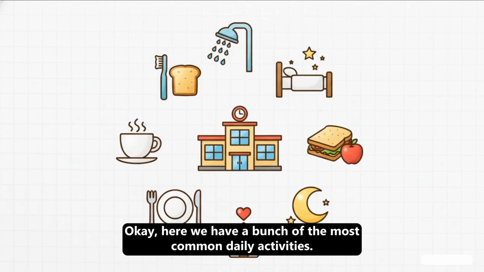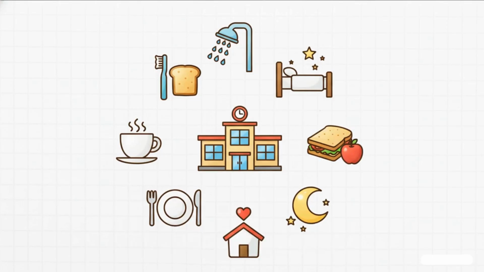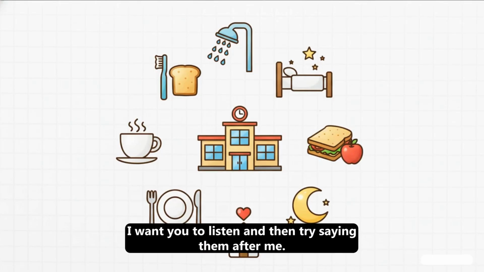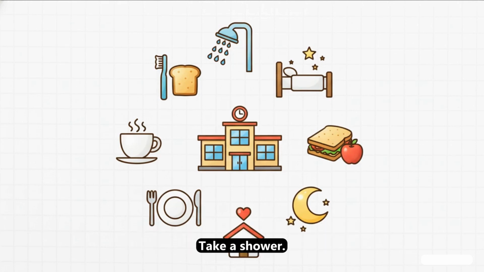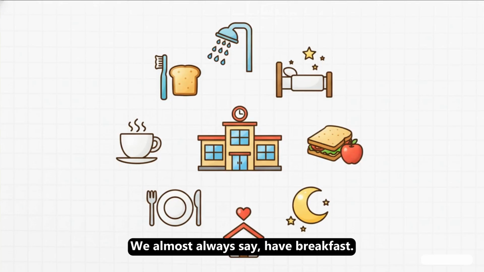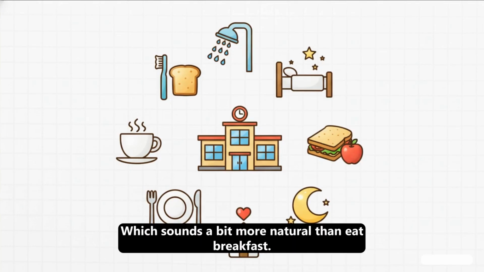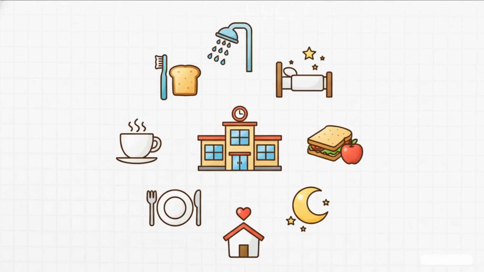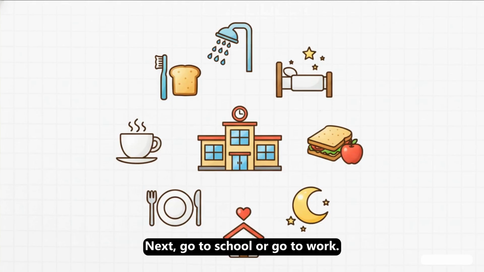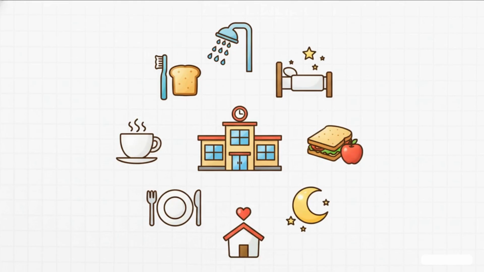Okay. Here we have a bunch of the most common daily activities. Let's go through them together. I want you to listen and then try saying them after me. Ready? Take a shower. Brush my teeth. Have breakfast. And a little tip here. We almost always say have breakfast, which sounds a bit more natural than eat breakfast. Next, go to school or go to work. Have lunch. Come home. Have dinner. And to finish the day, go to bed.